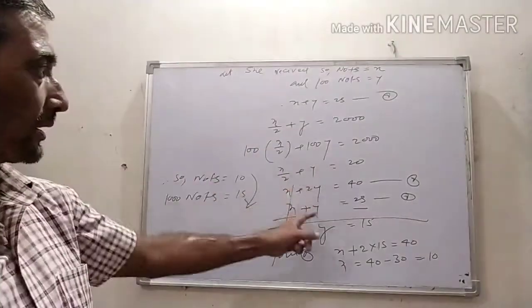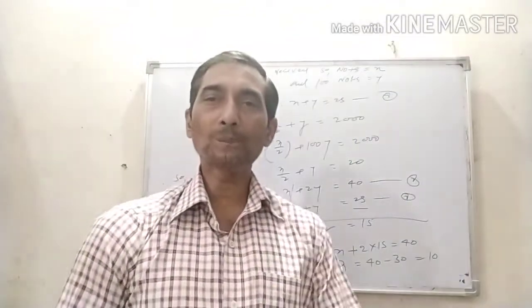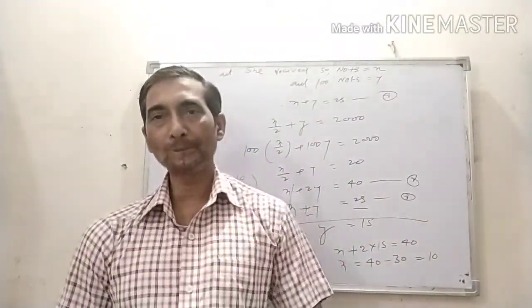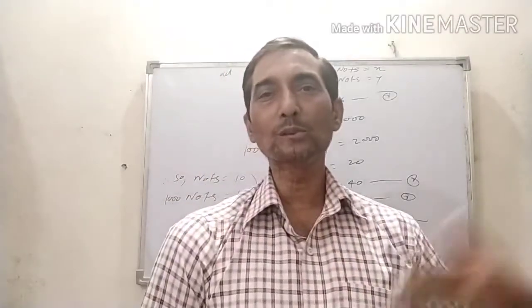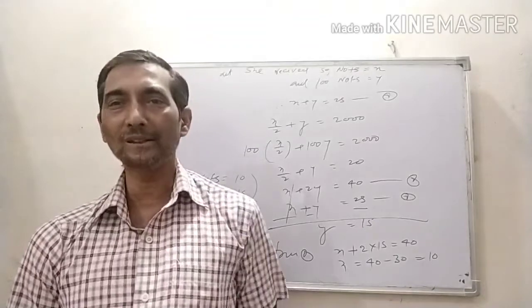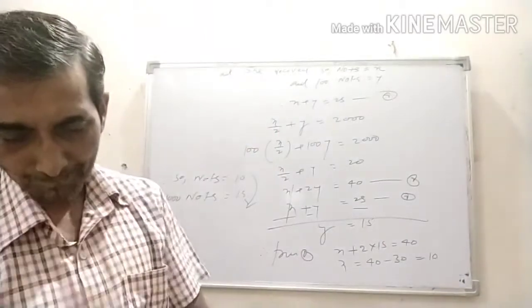This question is solved in this manner. The number of notes is converted into rupees. If it is the 50 note, then x by 2 into 100; for 100 notes, total multiplied by 100. And the total is this.